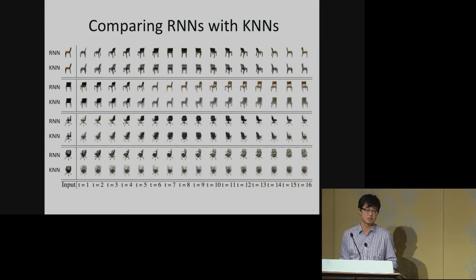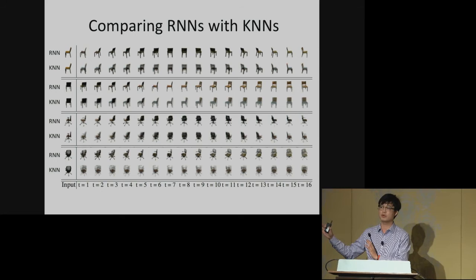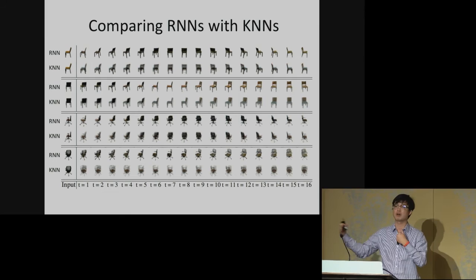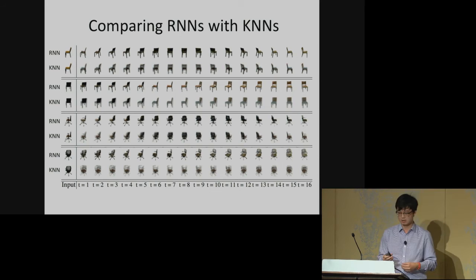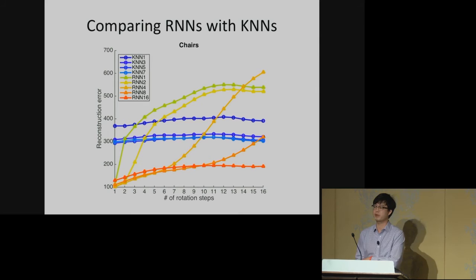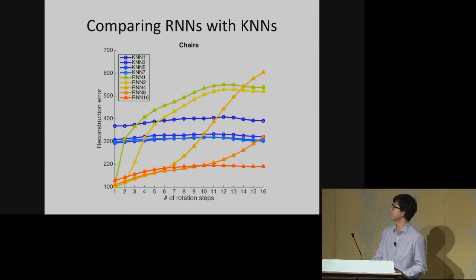That's our model. The left column is the input image, and all the others are rendered results generated by our model and KN. You see, our model can preserve the shape over a longer term very well with a sharp output, even after more than 180 degree rotation. But KN obviously has some blurry results in this case. Here's the quantitative result. We compare reconstruction error with CNN and then KN. After training with 16 steps on the datasets, our model, RNN16, achieved significantly better reconstruction performance than the KN model.